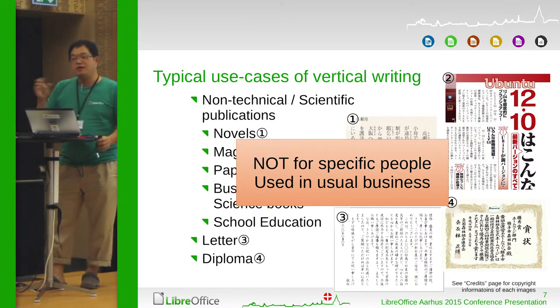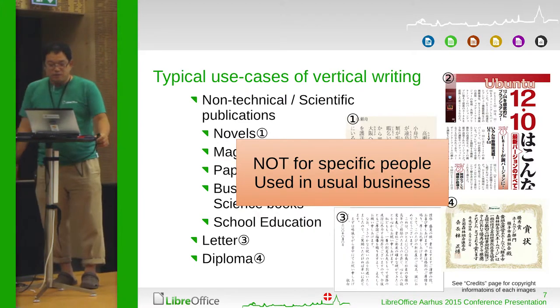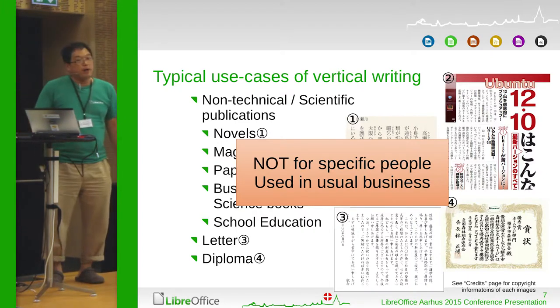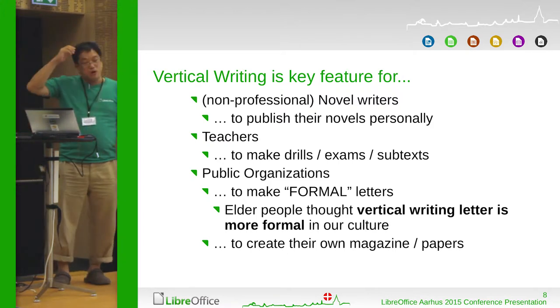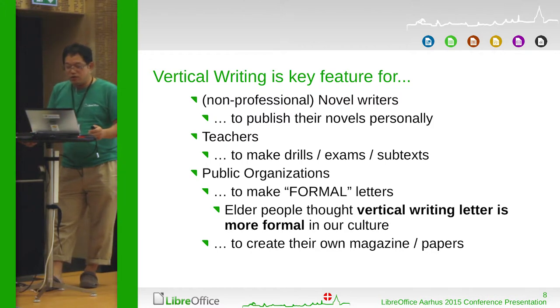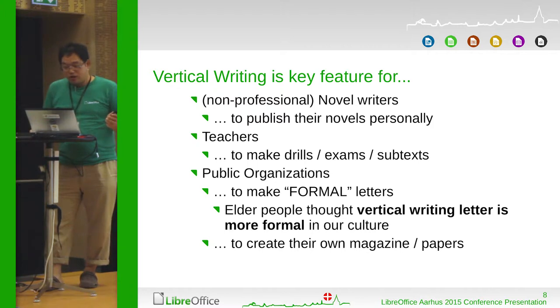It's not only for specific people, for example, those who study historic writing or something. It's a very, very usual use case. So we have to support vertical writing in the Japanese market. Vertical writing should be a key feature for, for example, non-professional novel writers or teachers. Teachers also often use vertical writing.